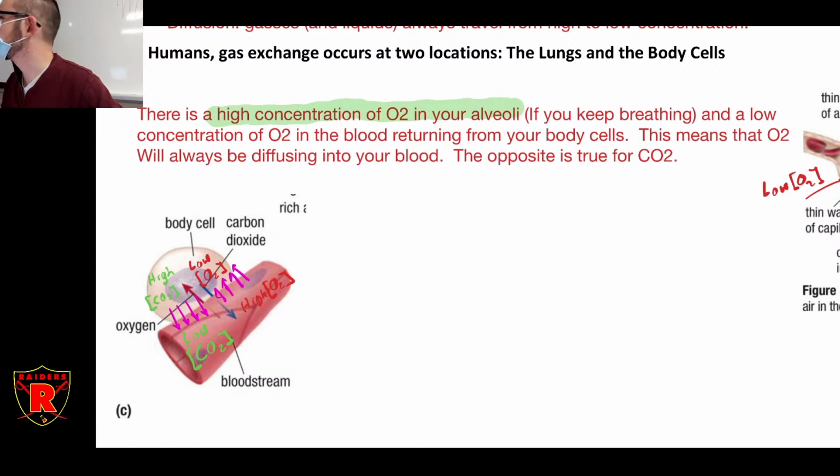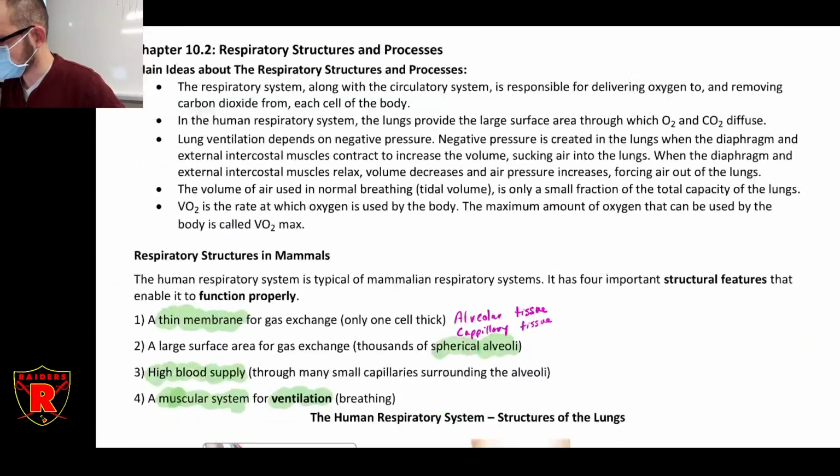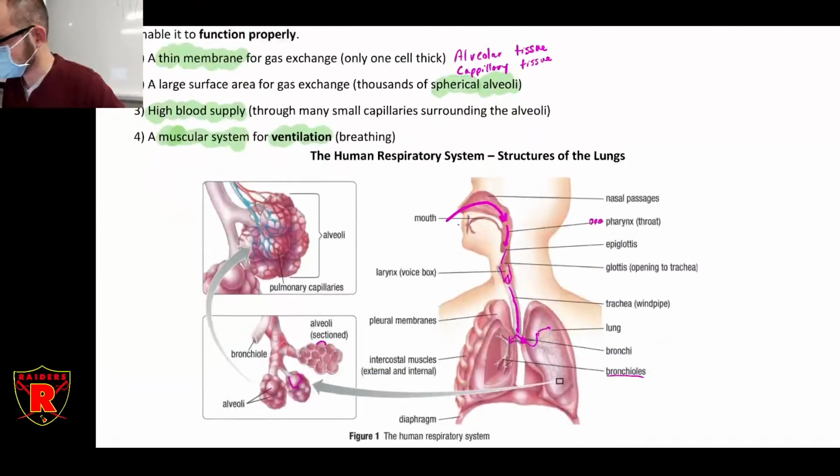Okay, maybe I'll take a quick side trip here and go through the anatomy really quickly again. But those are the little gas exchange sacs. I'll give you a chance to write this down. Did you already write this down? You guys are fast. Cool. Okay, let me jump over to the anatomy part. Let's talk about this really quickly here.